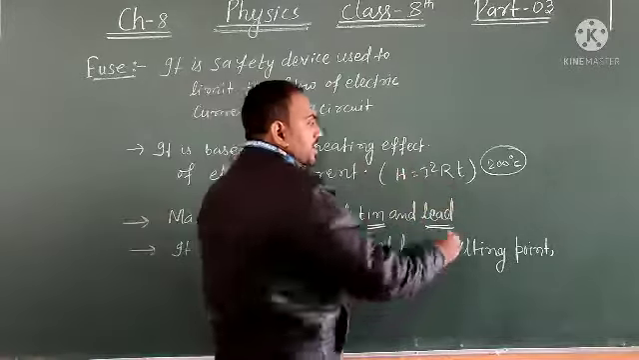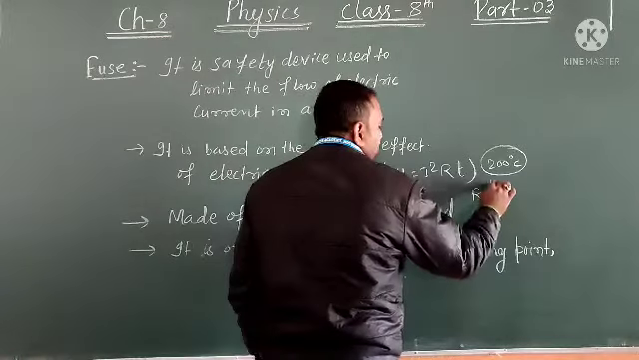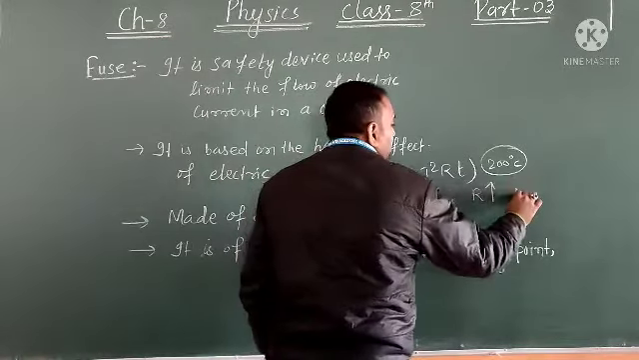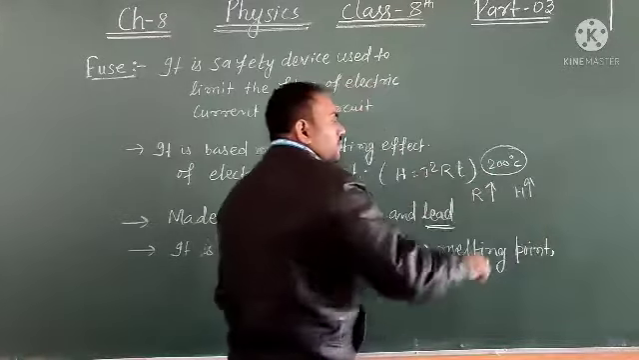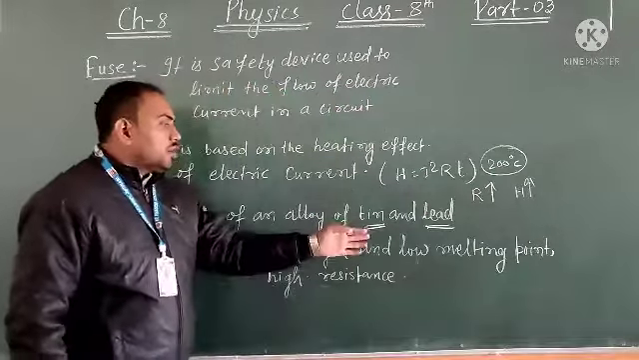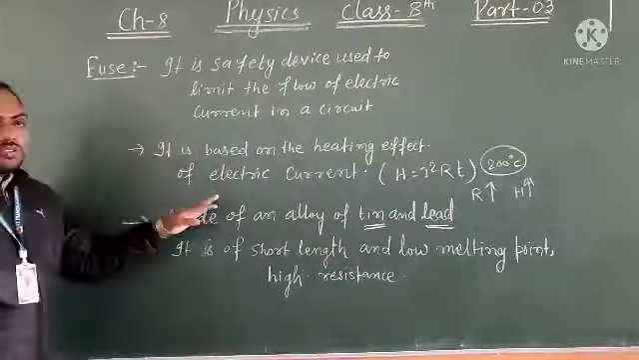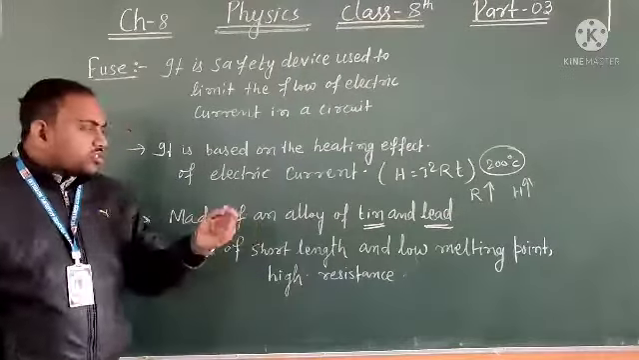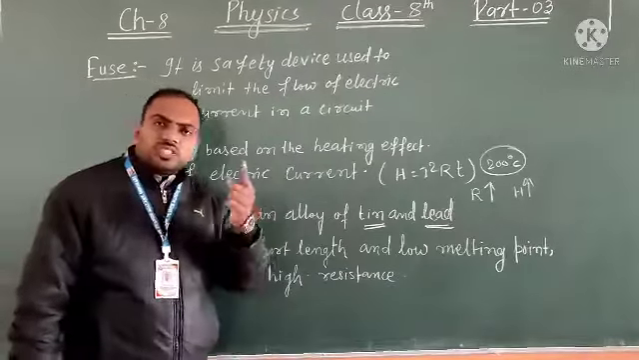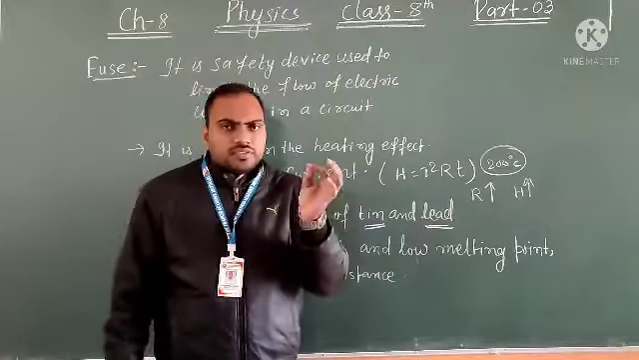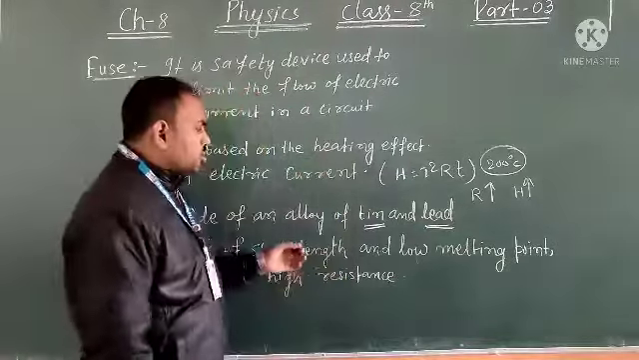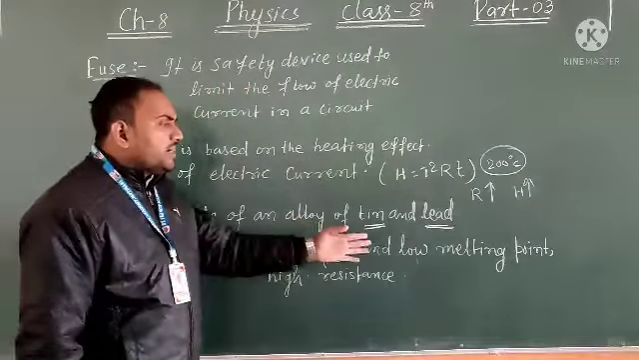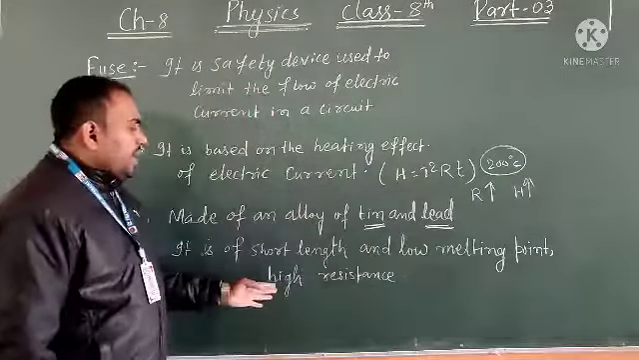As resistance increases, heat will increase, and this will melt it down, and the fuse stops working. It is a short length wire. Here, a fuse is a wire, nothing else. A fuse is a simple wire, of short length, low melting point and high resistance.